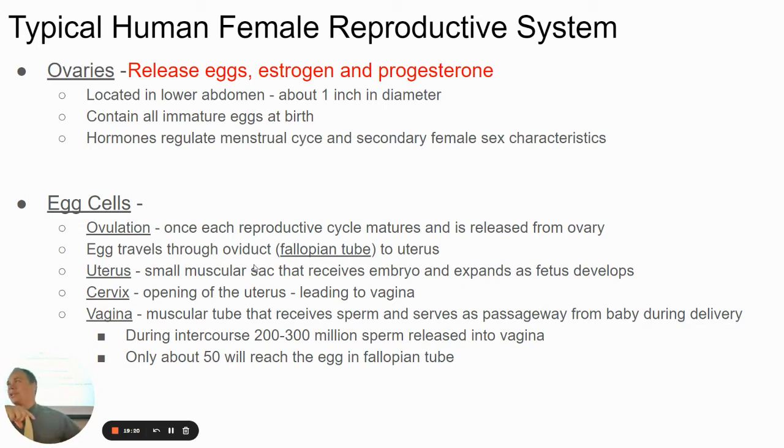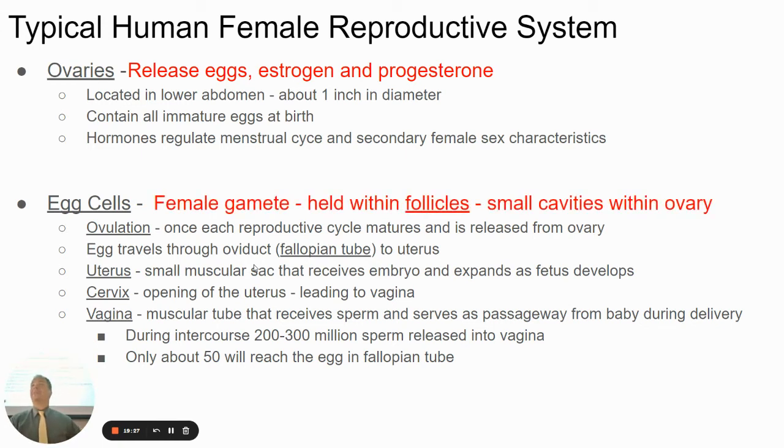It says all the immature eggs are there at birth. And they regulate the menstrual cycle as well. Those egg cells are the largest cells in the body. They're in the ovaries in these little sort of pockets that are called follicles. And within these follicles, after puberty, one follicle every reproductive cycle starts to mature. And the egg within it starts to mature.